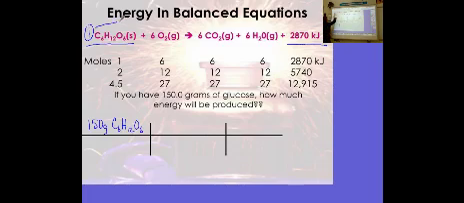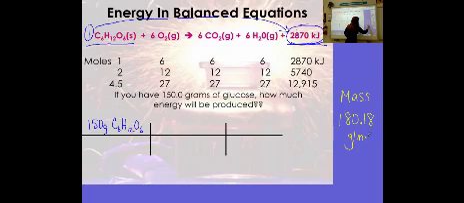What's my ratio from glucose to energy? How many kilojoules? 1 mole of glucose gives me 2,870 kilojoules of energy. Now, that's my mole ratio. So what do I have to do first? If I have 150 grams of glucose, first I need to convert to moles. Well, I just so happen to have the molar mass of glucose.